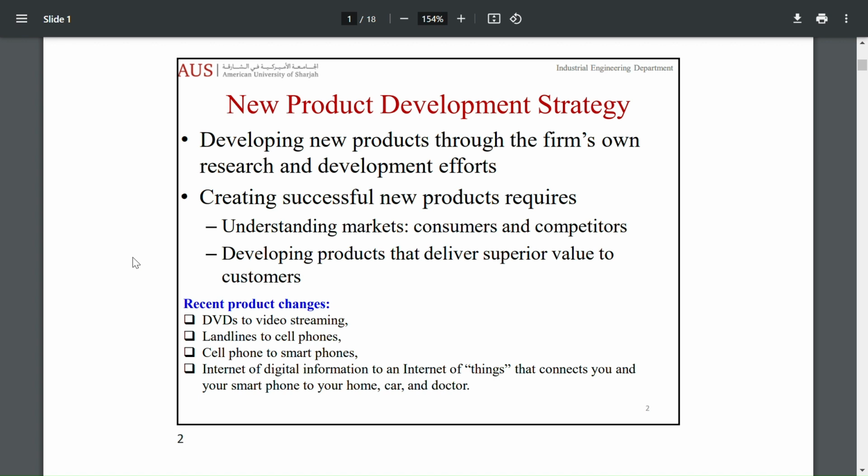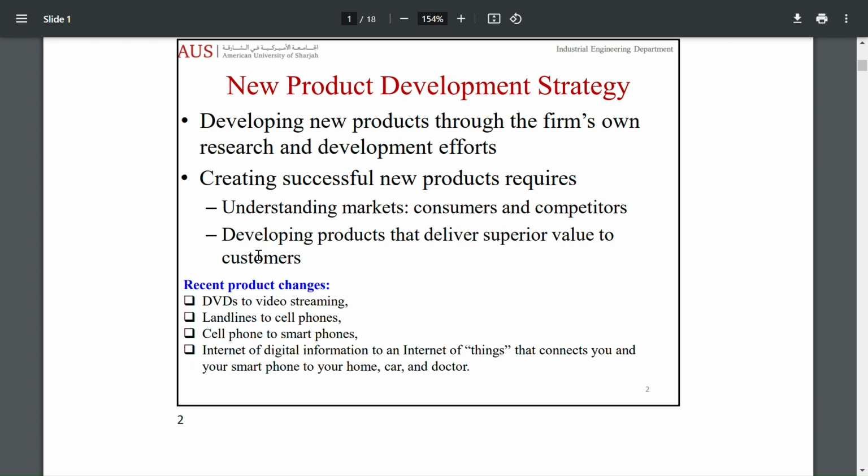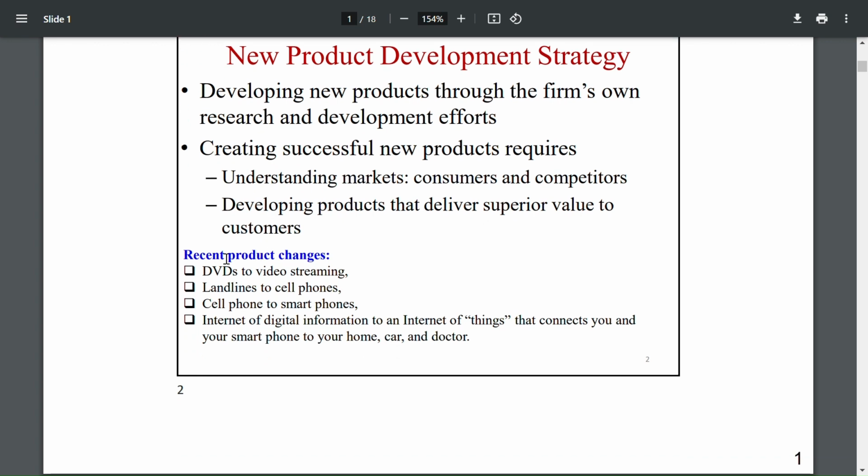So, creating a successful new product requires understanding the markets first, understanding the competitors, the consumers, how the market is changing, how the company is changing, understanding consumer behavior, and then developing products that deliver superior value to consumers. So we need to understand first, and then to be able to develop products that are superior for the customer.